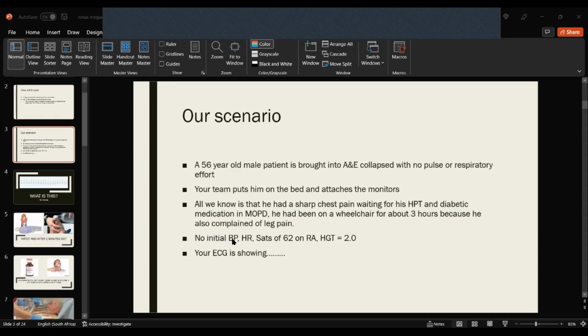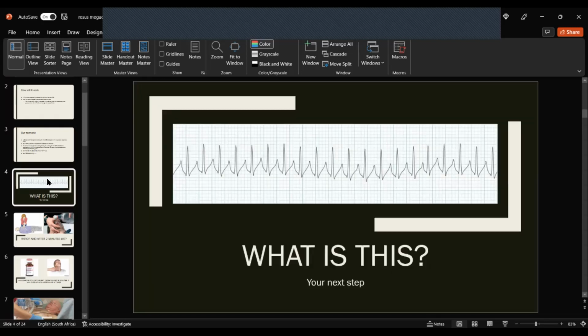There's no initial blood pressure. There's no initial heart rate. He does have SATs, but they're 62% on room air. His blood glucose is 2.0. And as soon as they put on the ECG, this is what we are seeing. After this slide is when we're going to start playing the game, where we start mixing and matching the tiles.